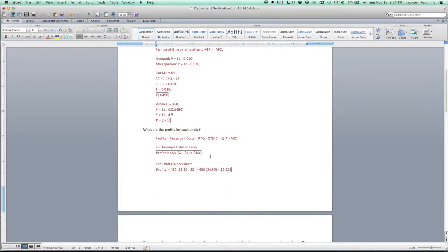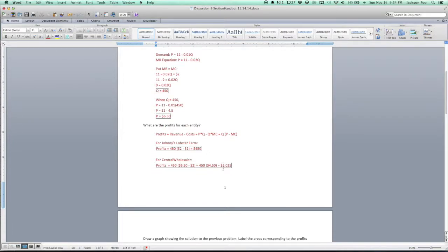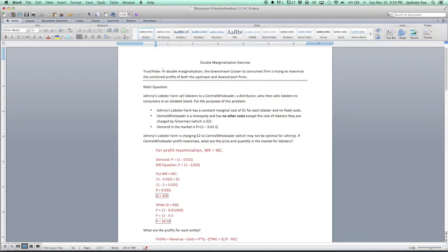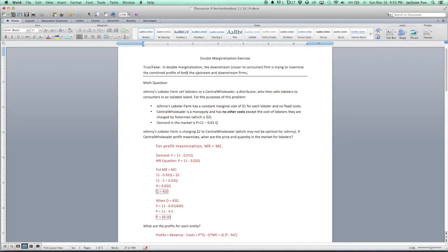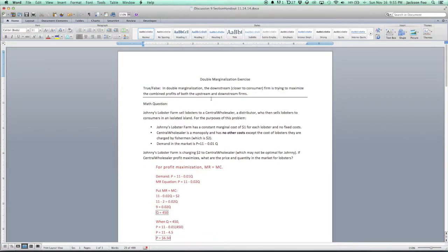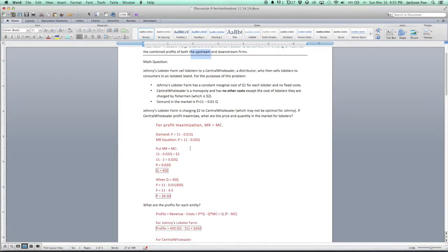Now we have the profits for both companies, and you can see there's a huge difference, right? So back to this question. In double marginalization, the downstream firm, closer to the consumer, which in this case would be the central wholesaler, because they're the ones who sell it to the consumers here. If you read this part, the central wholesaler then sells lobsters to consumers. It's trying to maximize the combined profits for both the upstream and downstream firms. So we know they're trying to maximize their own profits, which is the downstream firm profits. But what about for the upstream?